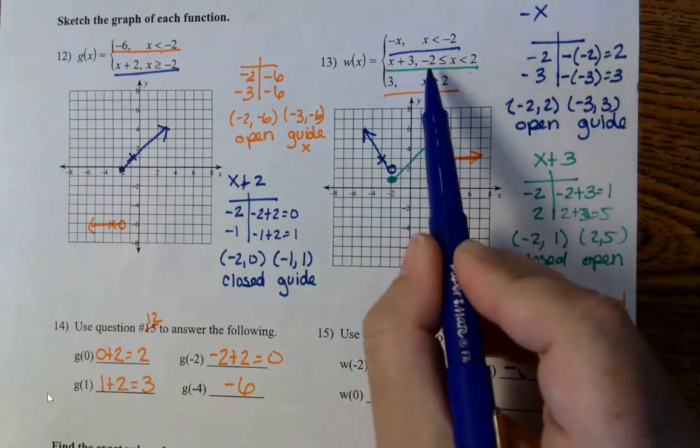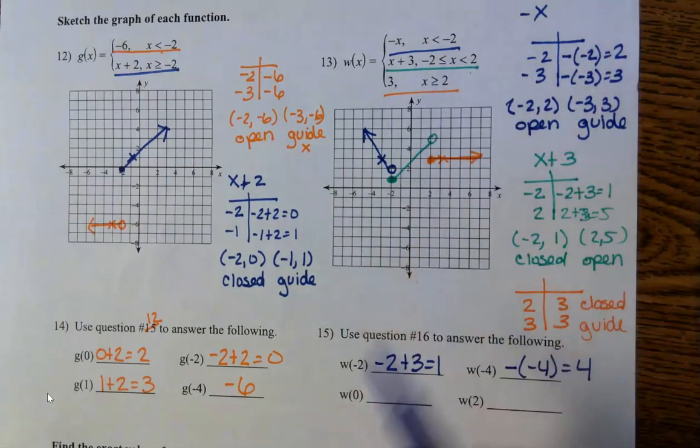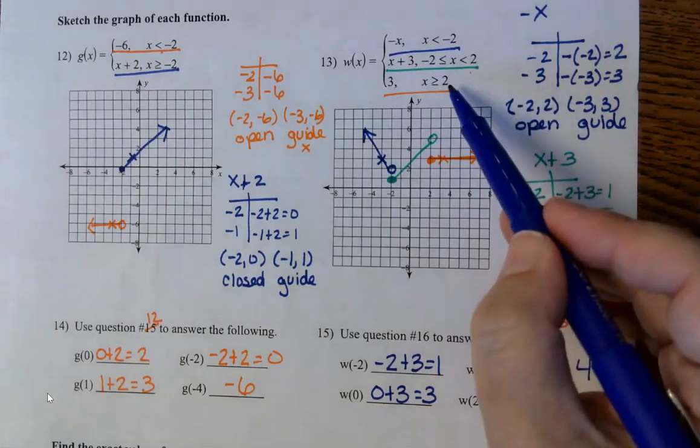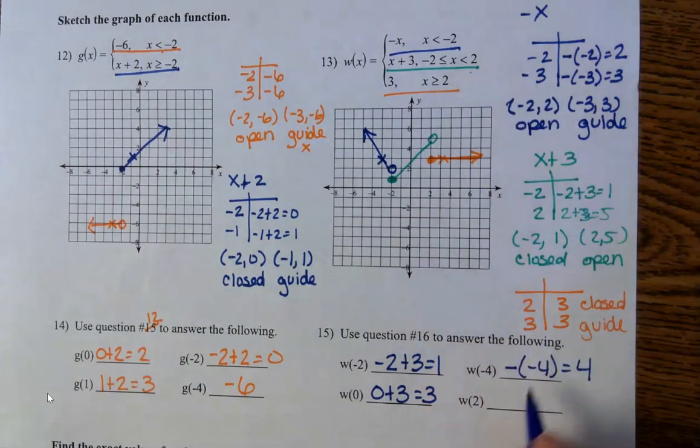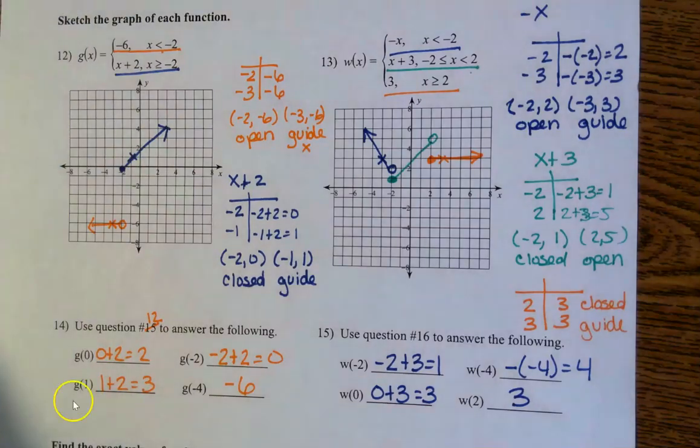0 is in between negative 2 and 0. So that will be 0 plus 3, which is 3. And then 2, we have 2 of them. We're looking for the equal to bar. So the answer here is 3. I hope this helps. I'll see you in the next video.